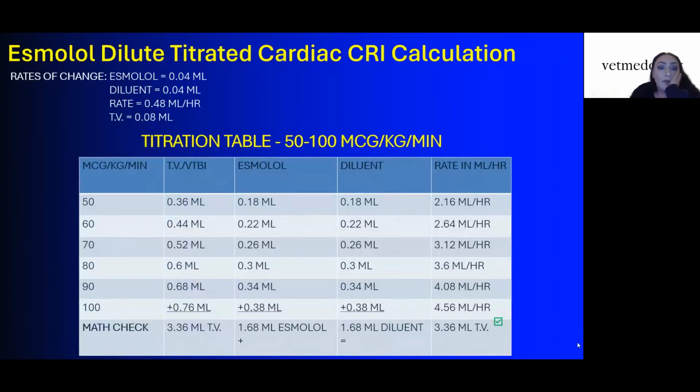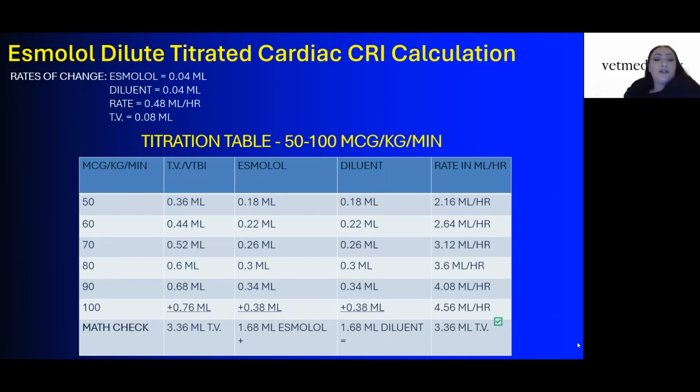And then we want to go ahead and add for each one of these columns, basically. So for the 0.36 mLs, we would add the rate of change of our total volume of 0.08 mLs in order to get 0.44 mLs in the next row. So you add 0.08 mLs again, you get 0.52 mLs. 0.08 mLs again added is 0.6 mLs. 0.08 mLs added is 0.68 mLs. So that is how this table is set up.